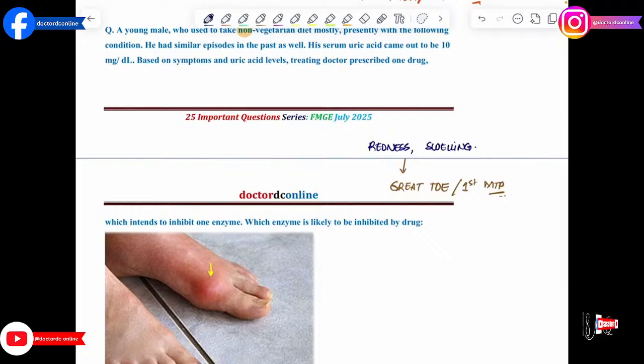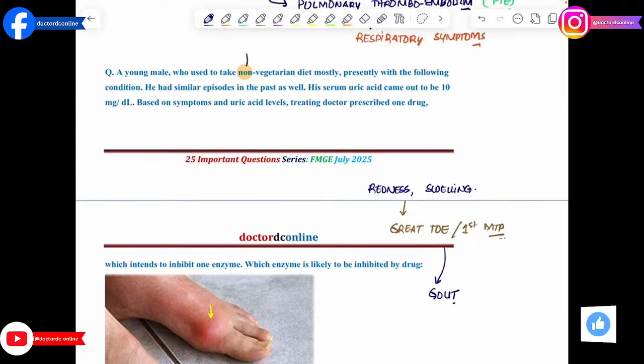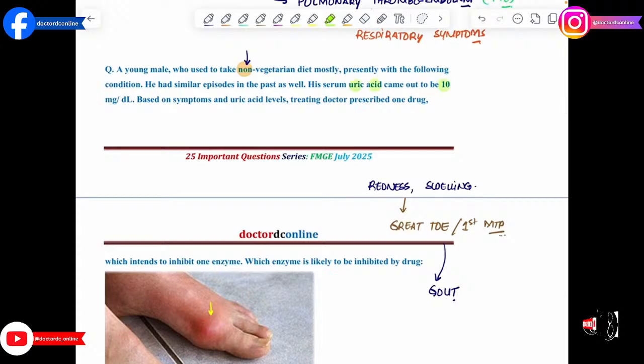So the moment you have this kind of presentation, it is usually gout, and this is supported by the diet of the patient, and the uric acid levels are also on the higher side, and the patient is having similar episodes in the past as well. So it is a case of chronic gout.